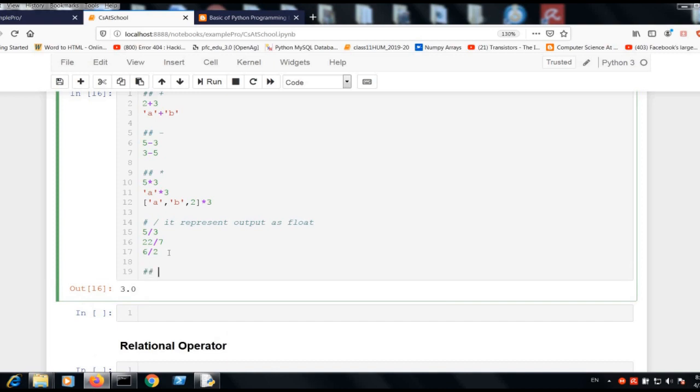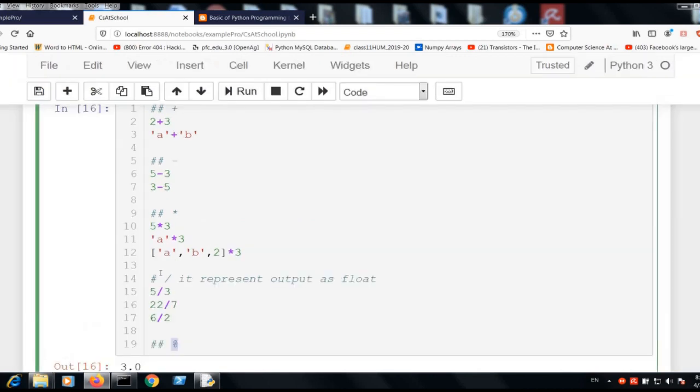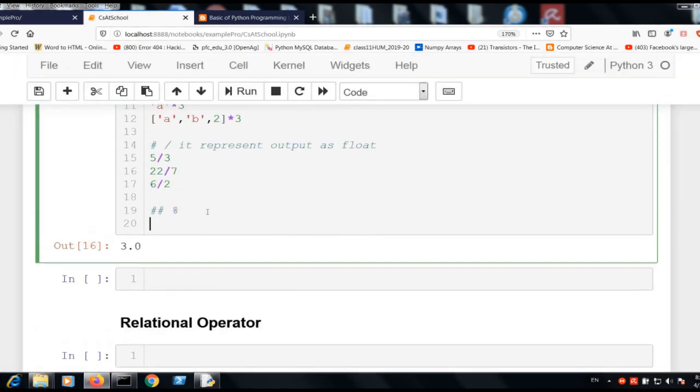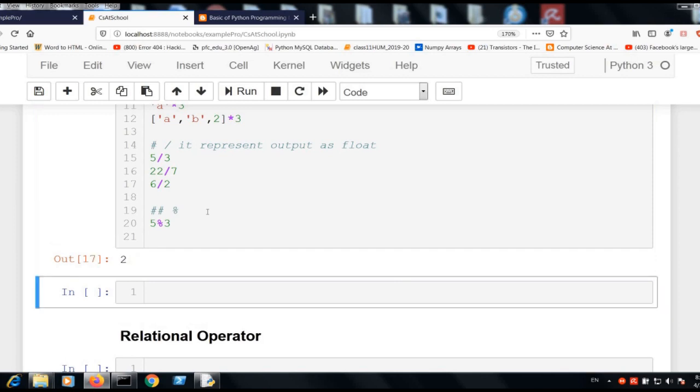Next, we will see one of the interesting operators, that is modulo. Right? So I guess it is visible. Let me increase the zoom. So now we will see the modulo operator. What it does is it returns the remainder of an operation. So if I write 5 modulo 3, it will give me 2.